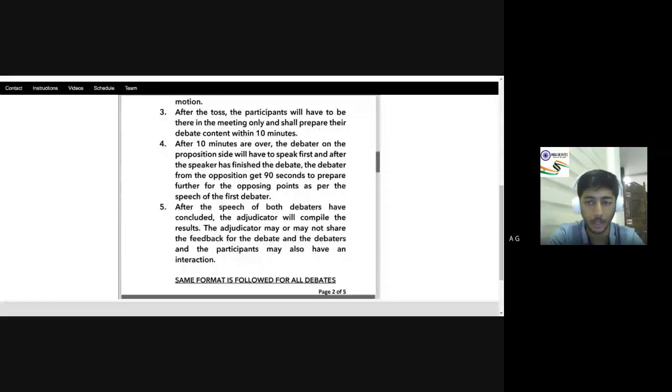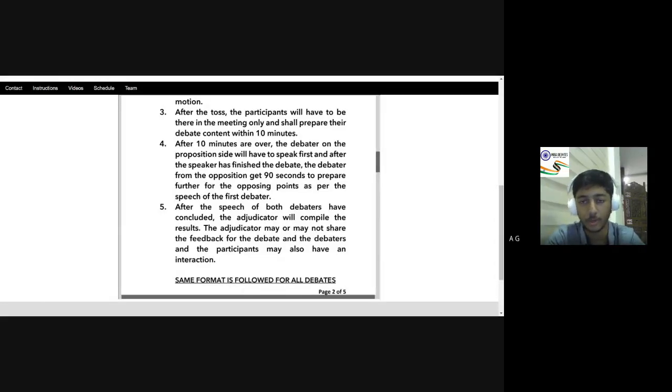So I'll repeat the last point. After the speeches of both debaters have concluded, the adjudicator will compile the results. The adjudicator may or may not share feedback for the debate with the debaters, and the participants may also have an interaction.